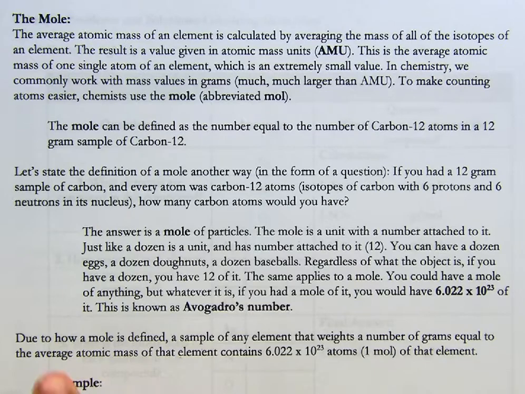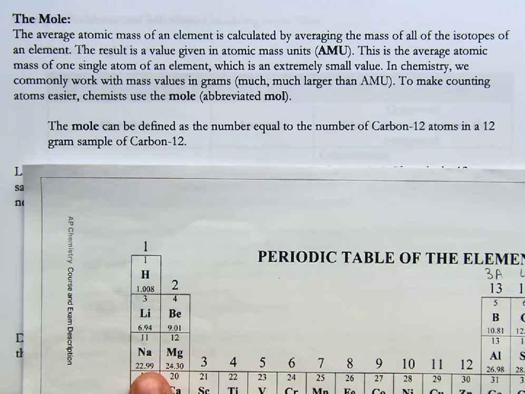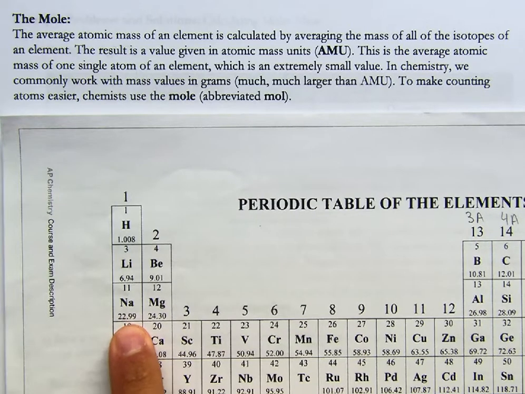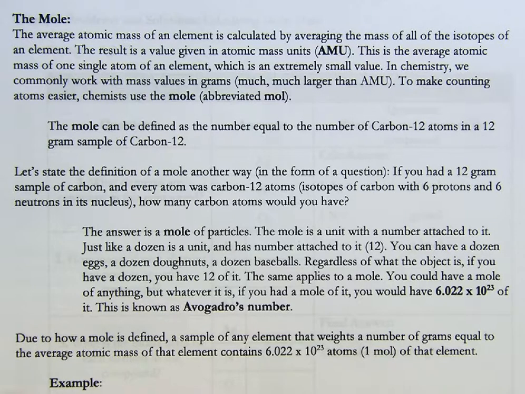So, due to how a mole is defined, any element that weighs a number of grams equal to the average atomic mass in AMU contains a mole of the element. So for example, if you look on the periodic table at sodium, here it is, 22.99 is the average atomic mass. Now, that is 22.99 AMU, meaning atomic mass units per atom. But if you had 22.99 grams of sodium, you would have 1 mole of sodium.